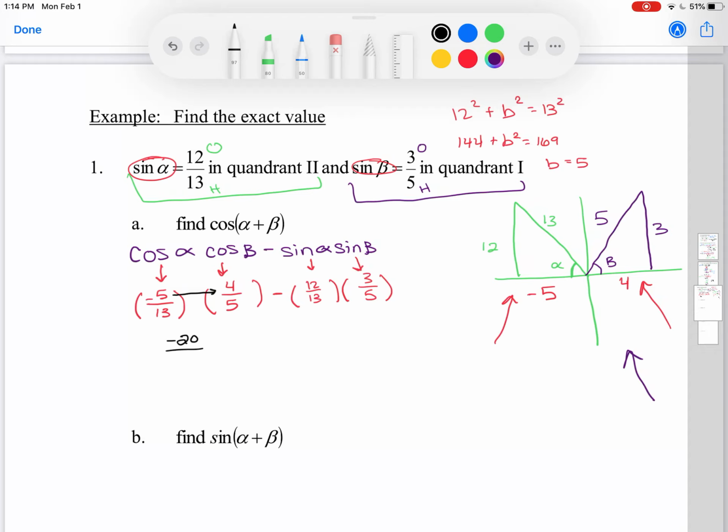Now let's simplify. Fractions when multiplied, you're just going to multiply straight across. -5 times 4, -20. 13 times 5, 65. Minus, numerators again. 12 times 3, 36. 13 times 5, 65. Okay, so same denominator. Let's just go ahead and combine these. -20 minus 36 more gives me a -56 over 65. I'm not able to simplify any further, so I will stop there.